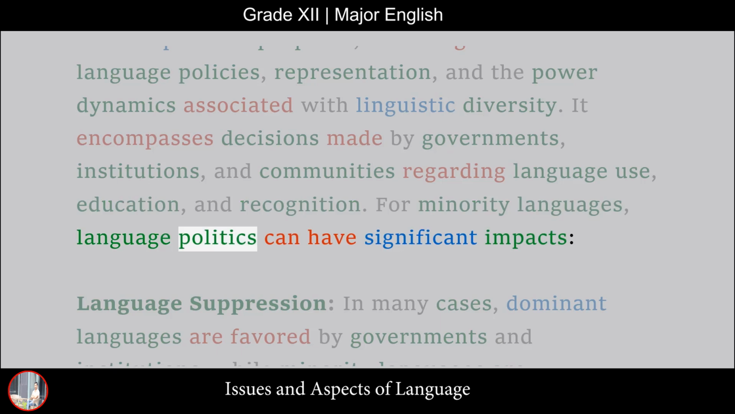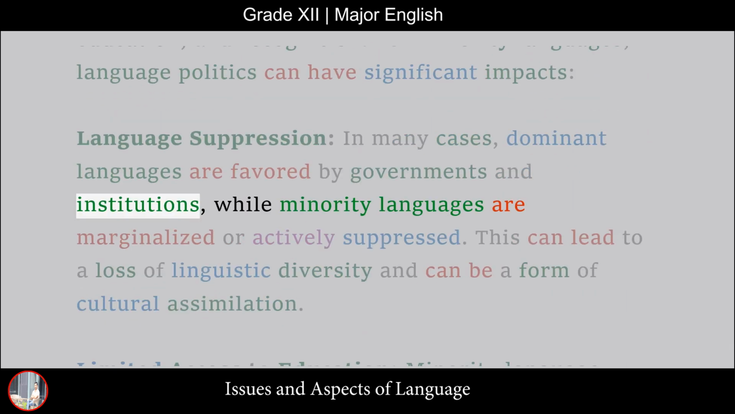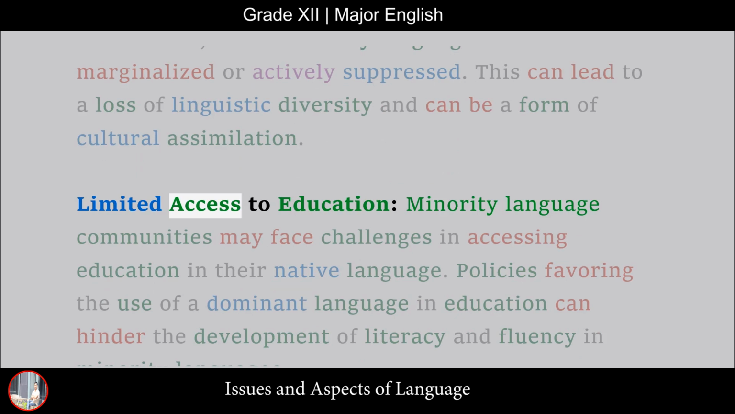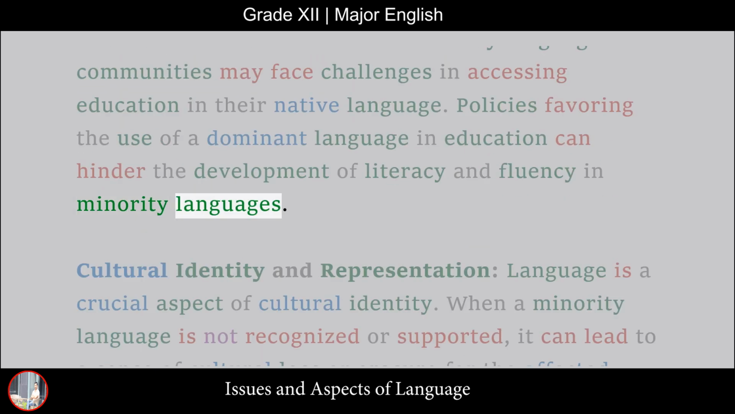For minority languages, language politics can have significant impacts. Language suppression. In many cases, dominant languages are favored by governments and institutions, while minority languages are marginalized or actively suppressed. This can lead to a loss of linguistic diversity and can be a form of cultural assimilation. Limited access to education. Minority language communities may face challenges in accessing education in their native language. Policies favoring the use of a dominant language in education can hinder the development of literacy and fluency in minority languages. Cultural identity and representation. Language is a crucial aspect of cultural identity.